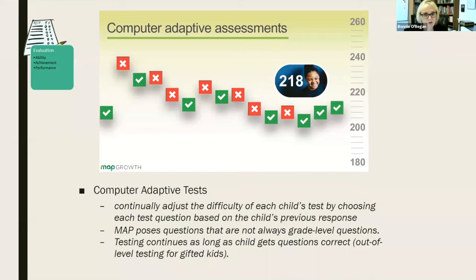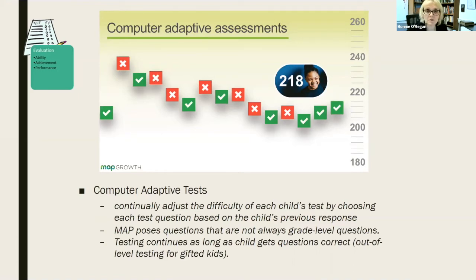The MAP test poses questions that are not always grade level questions. Most of the questions that we expect the students will get will be above level, and they will keep on getting questions until they get enough wrong that we know exactly what they're ready to learn next. This is different than their math tests that they take at the end of a unit, or their spelling test, where the students are expected to get approximately half of them incorrect.